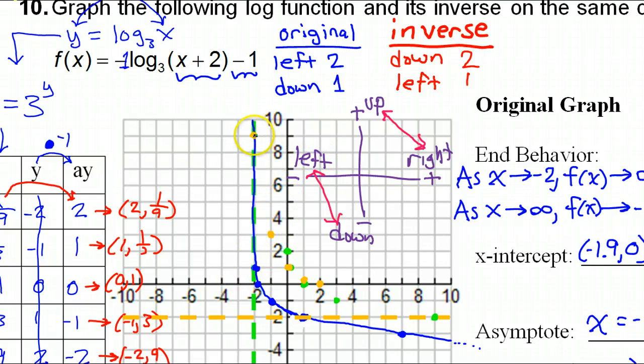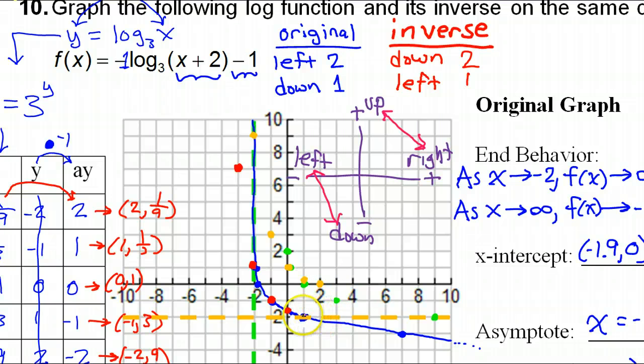Look at these orange points. Down 2 and left 1, I say. So down 2, left 1 will be about here. And then, okay, down 2 and left 1. All right. Down 2, left 1 would be right here. Okay, and this would be down 2, left 1. All right, feel like there's one more.